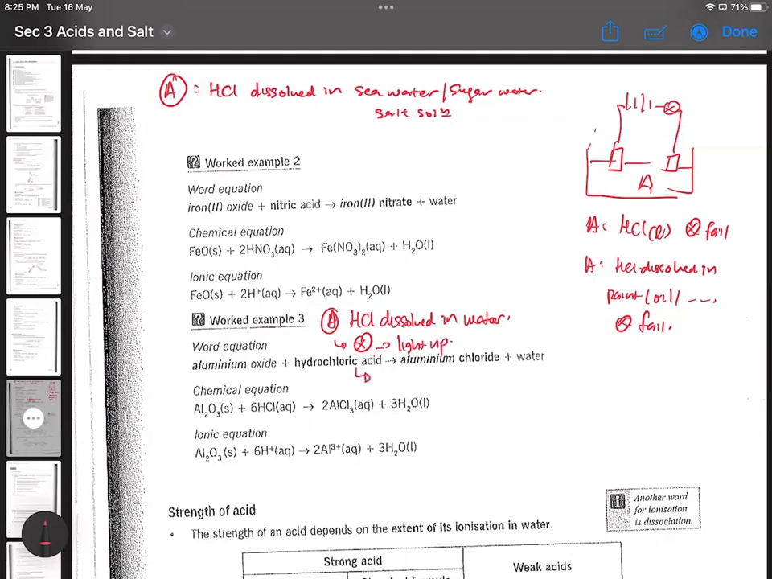Because in this case, the HCl undergoes ionization to form H+. And therefore, now there are free moving ions. So for this case, dissolved in salt water, sugar water, or this, do you think the lamp will light up either?